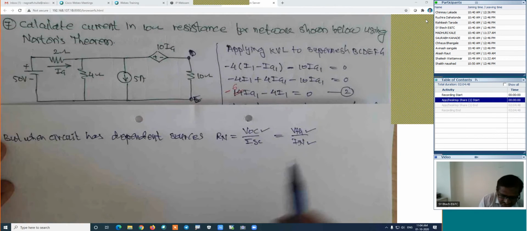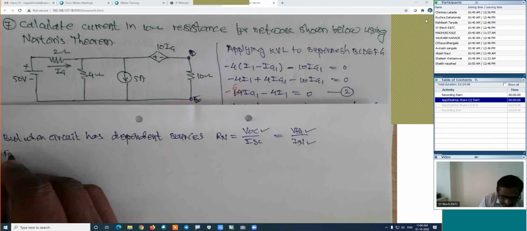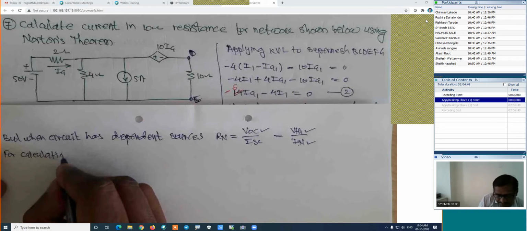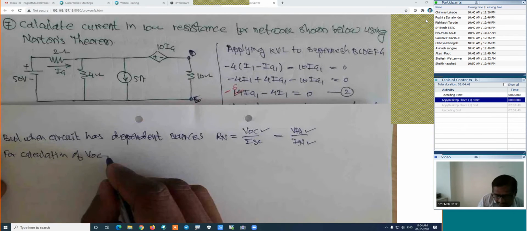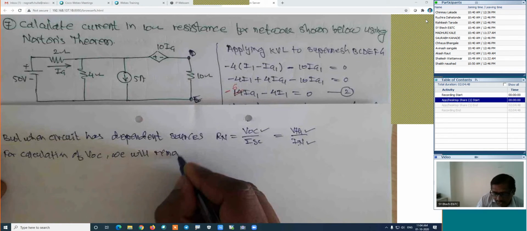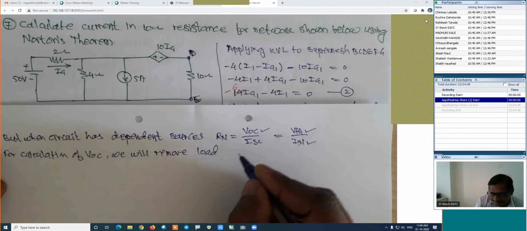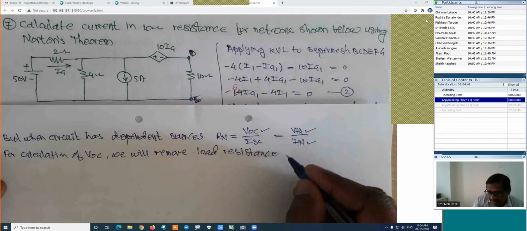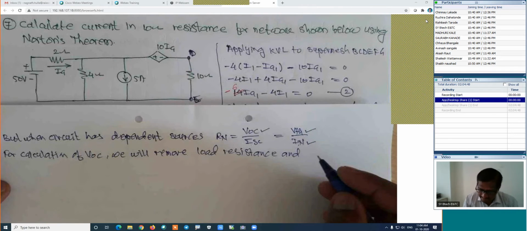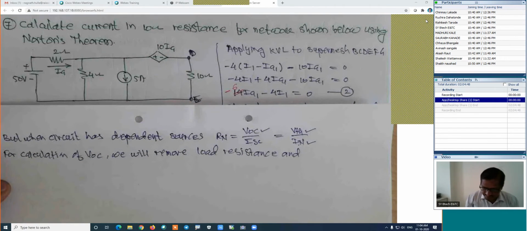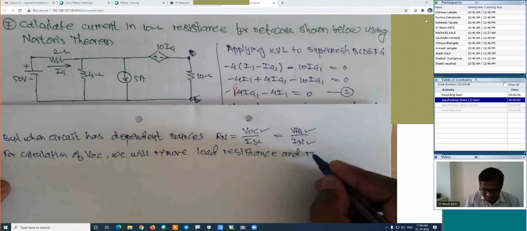Now here for the calculation of VOC, we will remove the load resistance and redraw the same circuit.